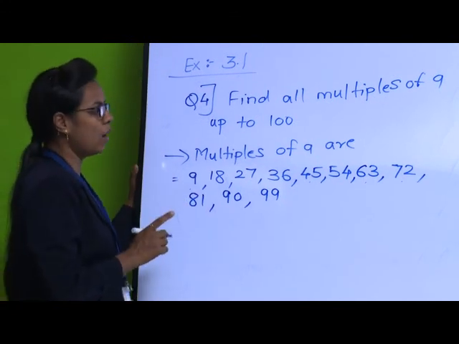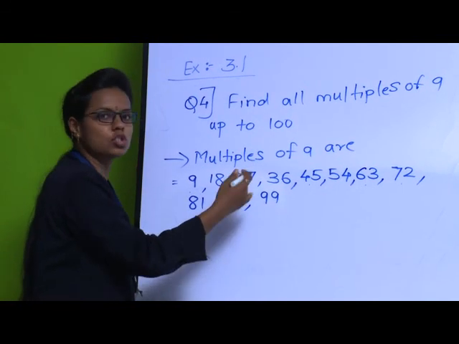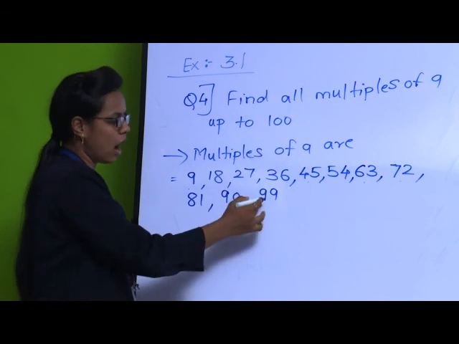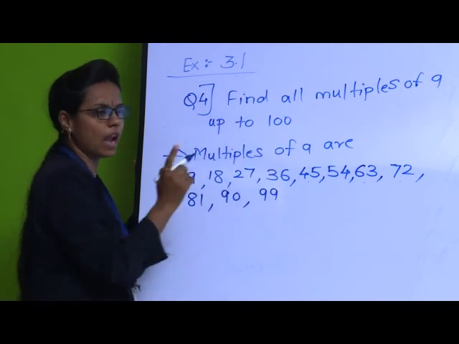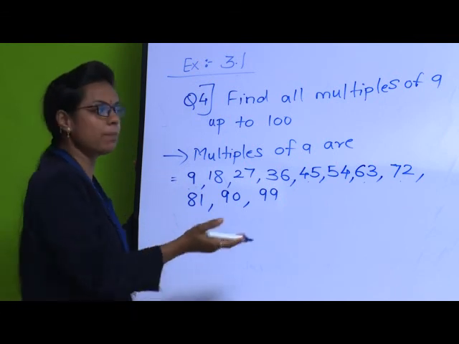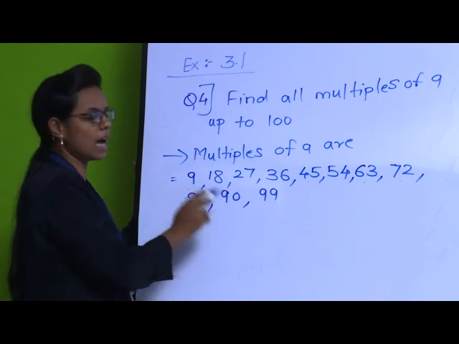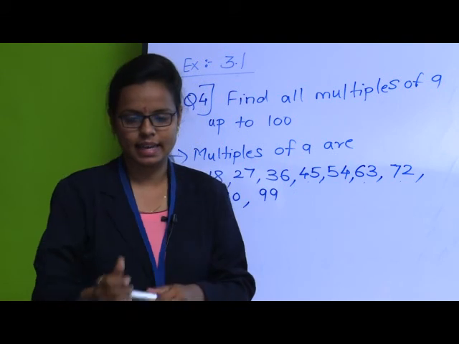So, we have to take up to 100. After 90 also we have to do multiplication before 100. After 99 the number is big, and in the question it is asked we have to find the multiples before 100. So, till 99. So, these are the multiples of 9. Let us see the next.